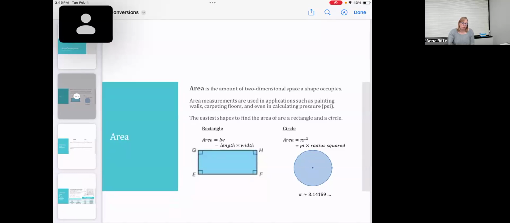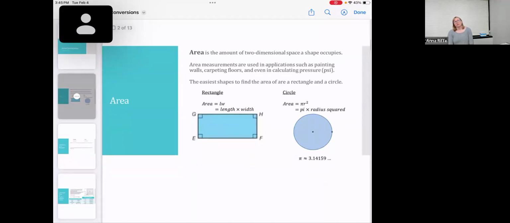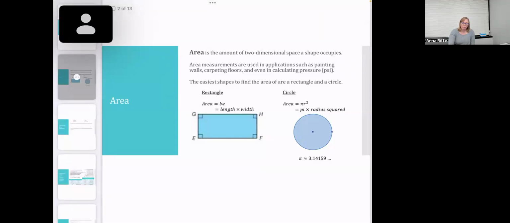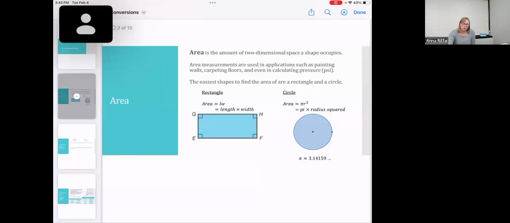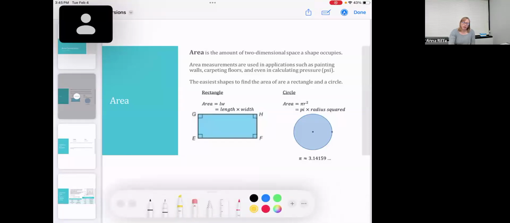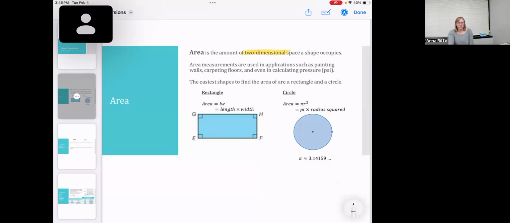First of all, area. Let's define it. Area is the amount of two-dimensional space that a shape occupies. So by that, we can see the difference between area and what we've been doing in the linear case: now we're talking two-dimensional. And this applies to a variety of different shapes. There are a lot of different shapes that can be formed.